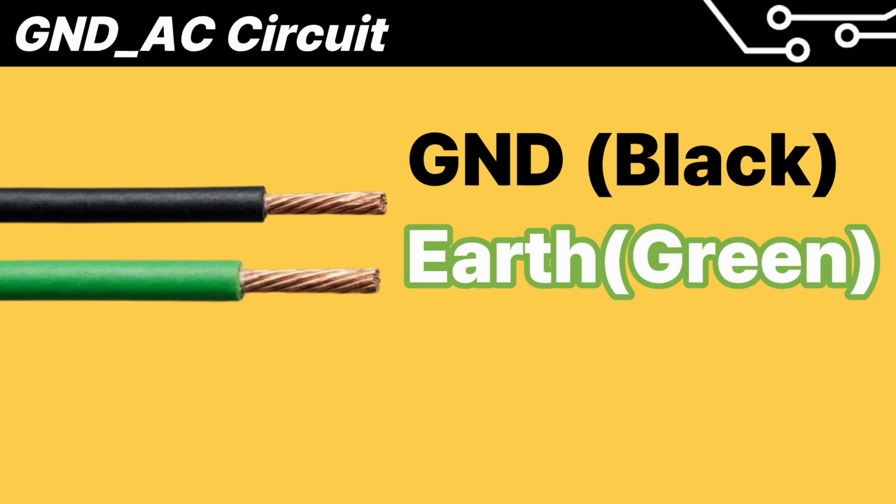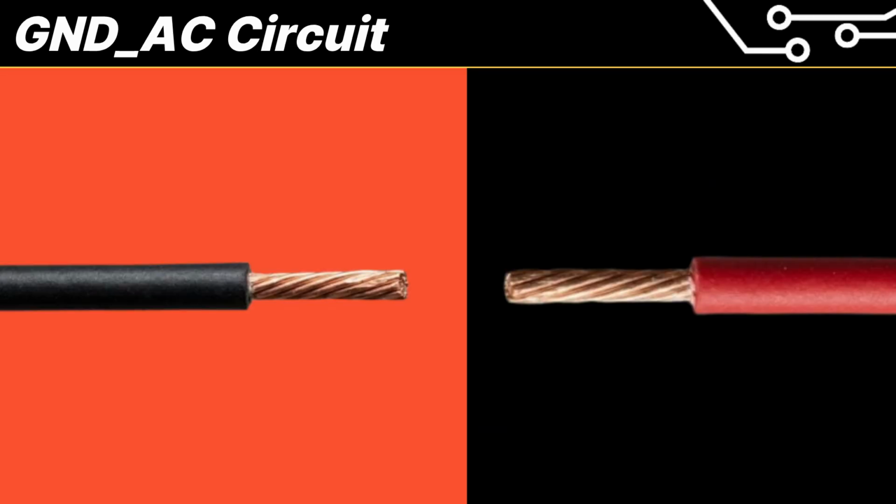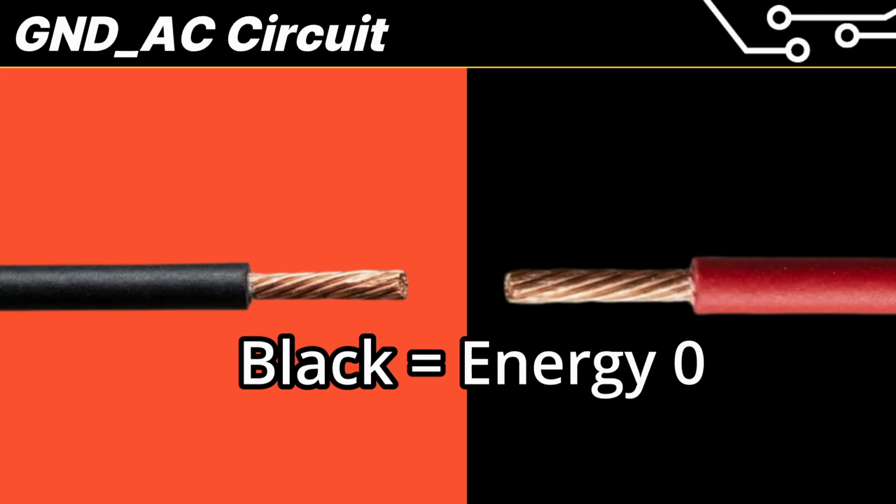Why is the representative color for ground black? And why is the representative color for Earth green? The reason for black is that it is a color that contrasts most with the red wire, which symbolizes plus. It is also a color that visually conveys the meaning of a state with zero energy.